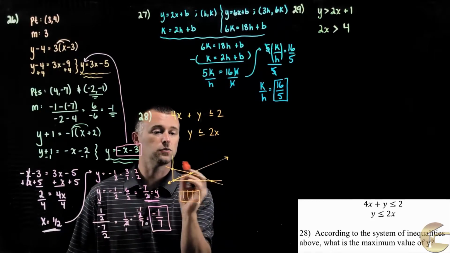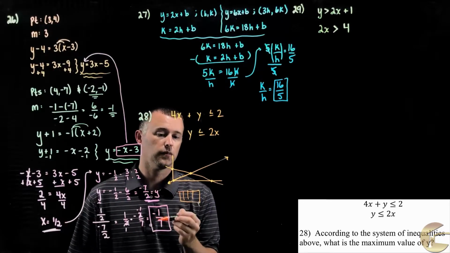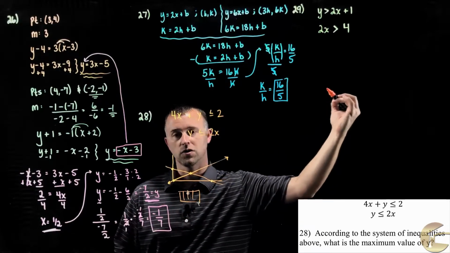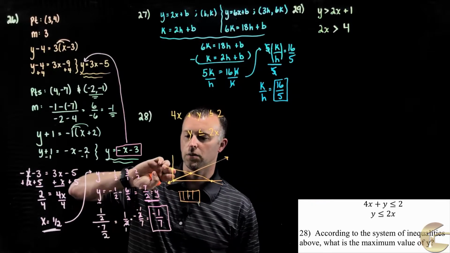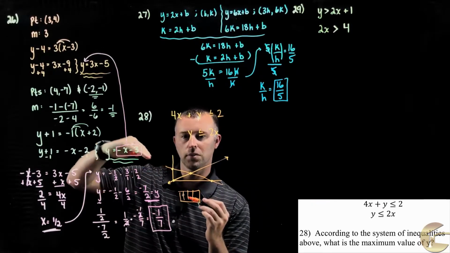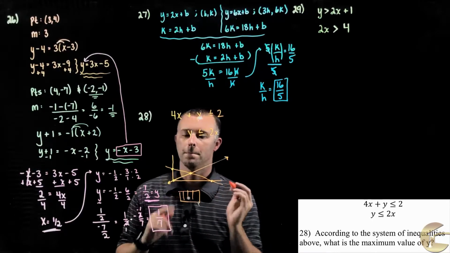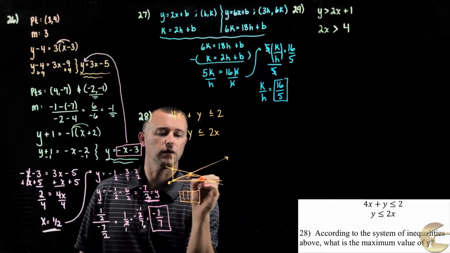If I shaded this region on top, the maximum value of y would be infinity. Notice if I shaded to the right, it's going to go up forever, so the maximum value of y would still be infinity. If I shaded to the left, it would go left forever, and it's still going up as you go left. So again, the maximum value would be infinity.